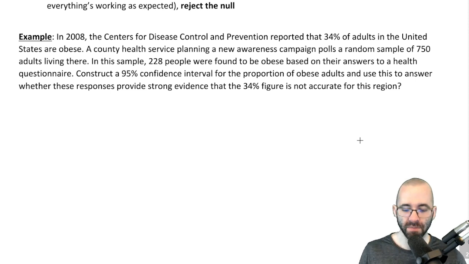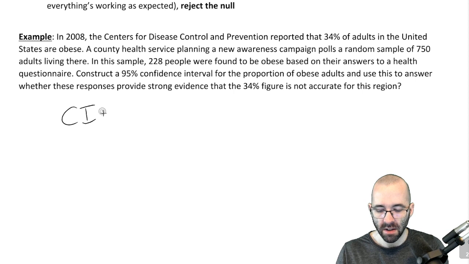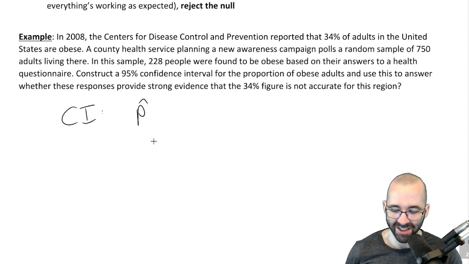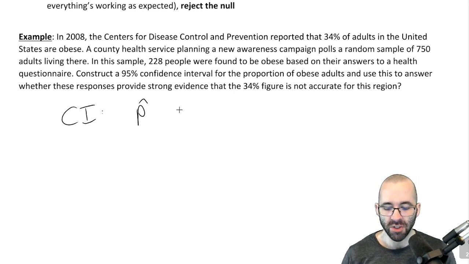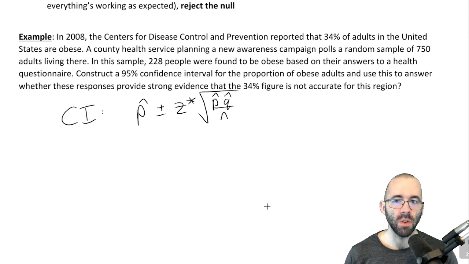accurate for this region. So remember what your confidence intervals look like. It's been a few weeks since I've done that video, like a month or two actually. Your confidence interval is just your sample proportion plus or minus your critical z-score times your standard error. So we need to find all these things.